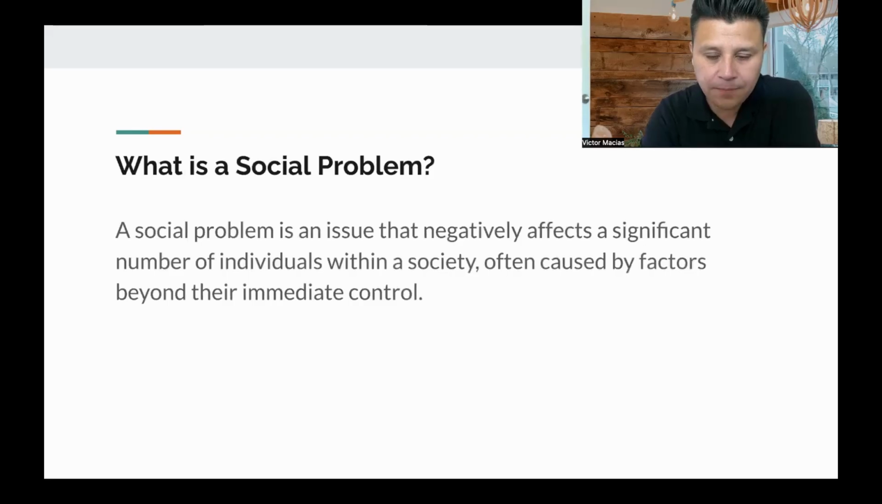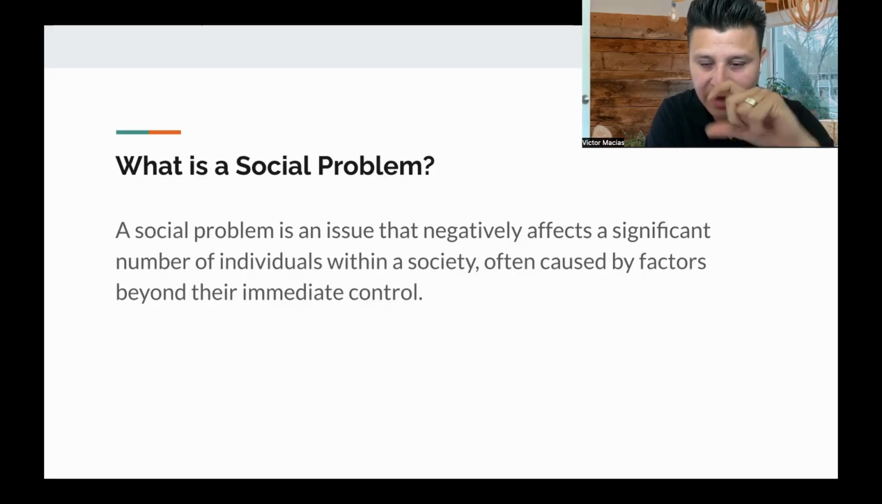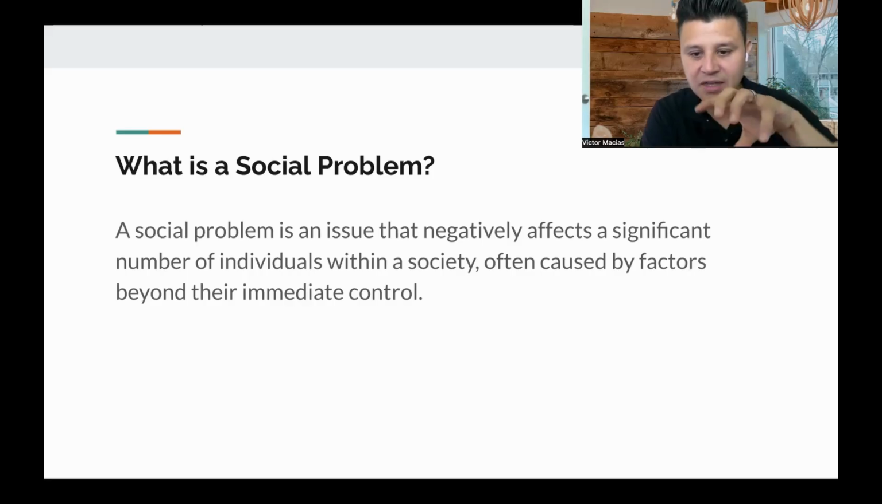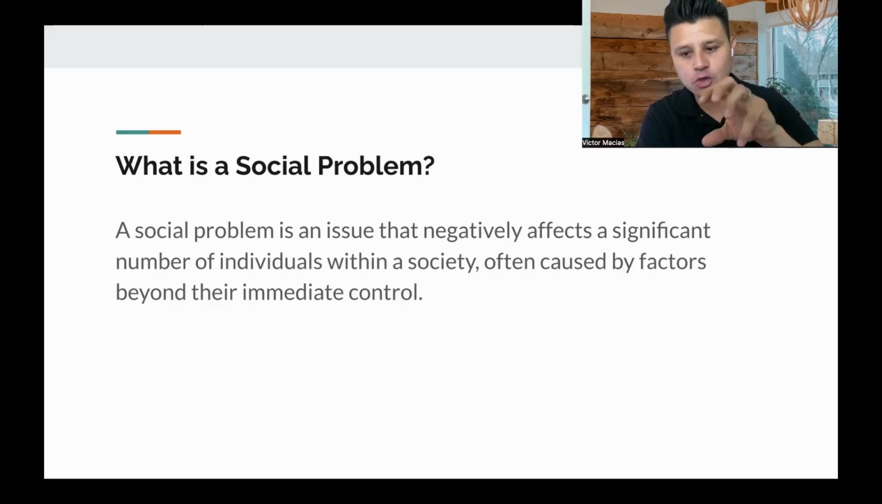So what is a social problem? In the context of social enterprise, a social problem is an issue that negatively affects a significant number of people within a society, often caused by factors beyond their immediate control. And that's where a social enterprise comes in to shift these kind of fundamental problems to positively affect society.